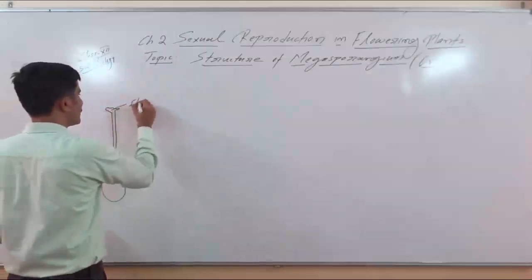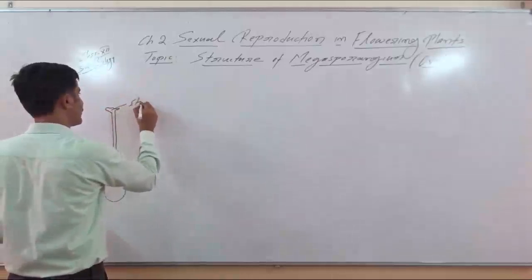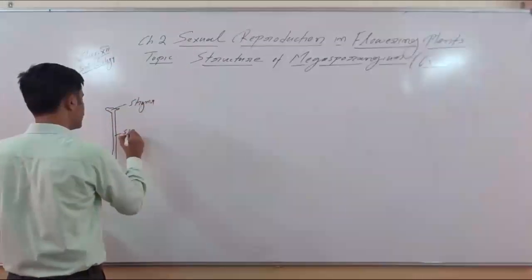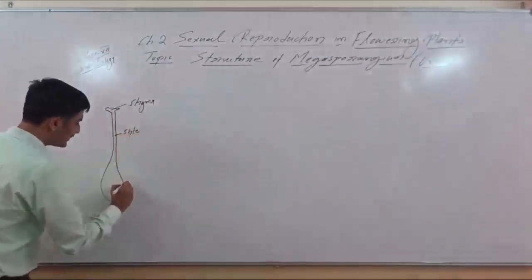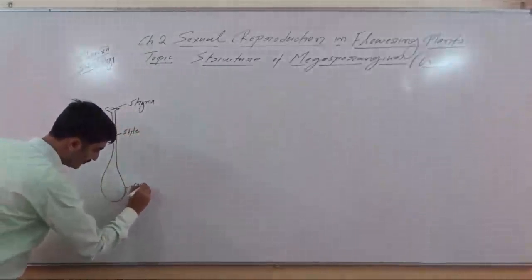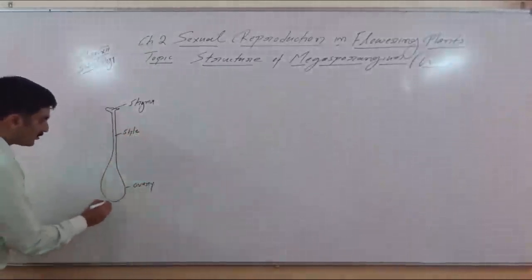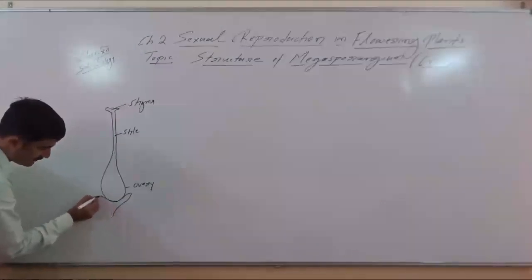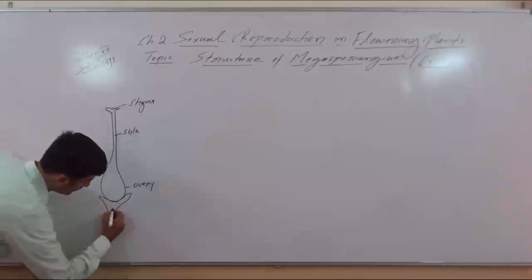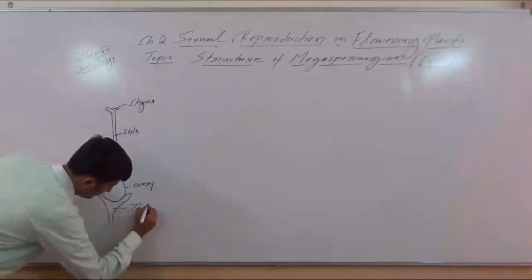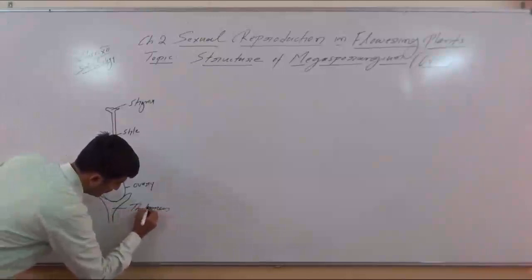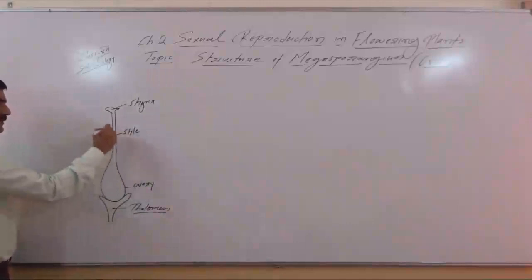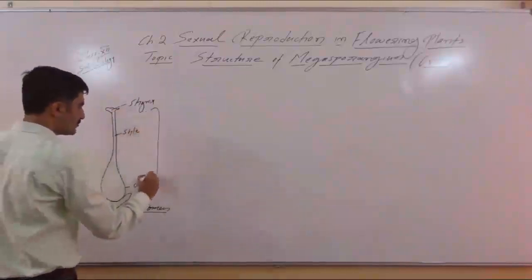This is called the stigma, this one is called the style, and this complete part is called the ovary. The ovary is located on a structure called the thalamus. Right, this is called the thalamus.